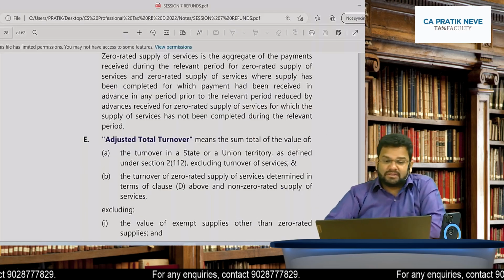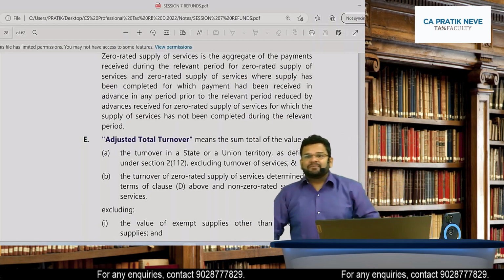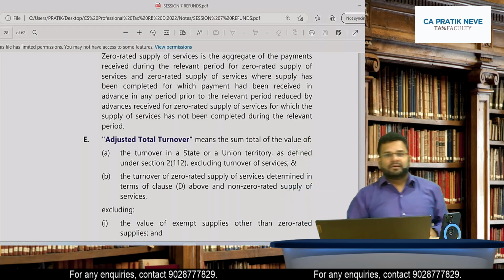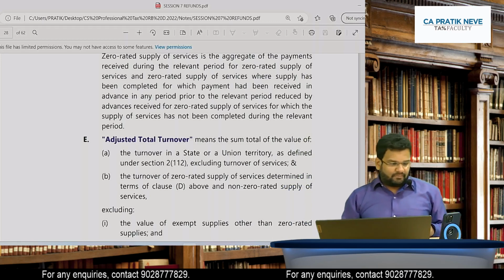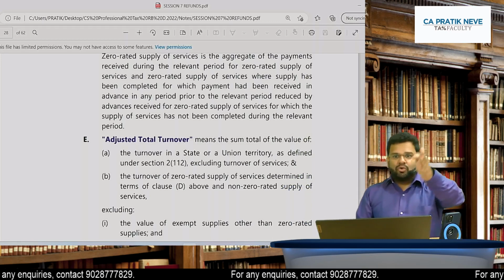Did you understand? So this is an extreme example which we are taking, but this all is so complicated. Please take your notebook and write down.